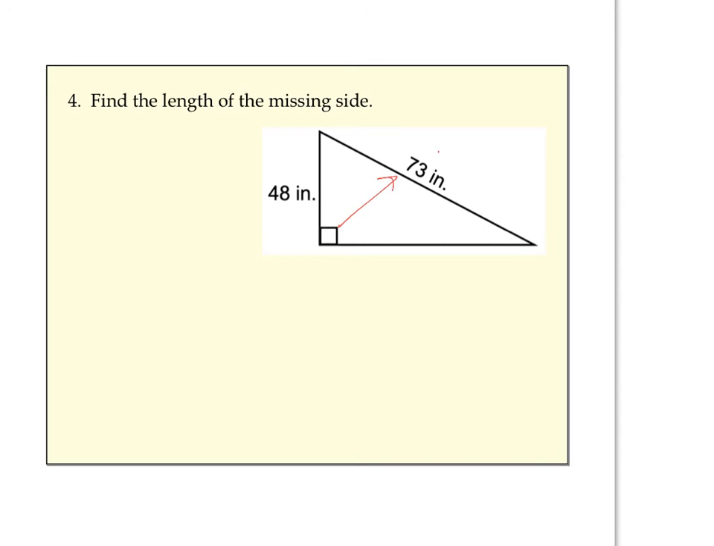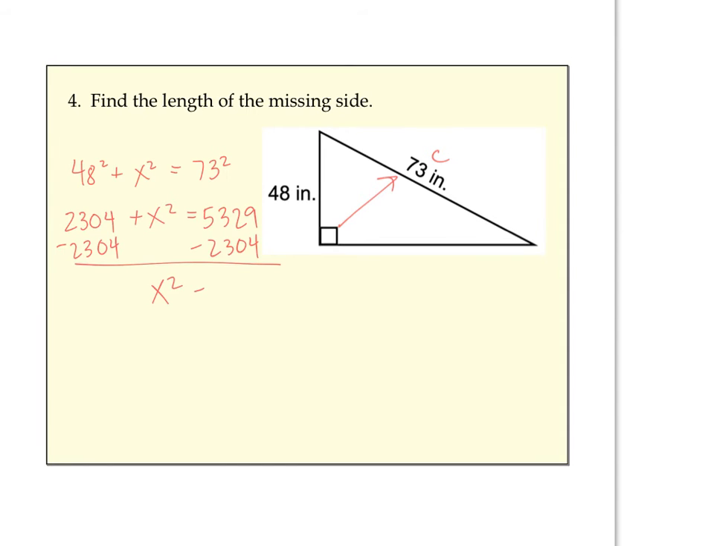So again, the c is the 73. So I'm going to do 48 squared plus x squared equals 73 squared. If you want to use a different letter like B, that's fine. So I just typed in my calculator 48 squared and I get 2304. And then I have plus x squared, and now I have to type in 73 squared. So I'm going to do that quick. And I get 5329, 5,329. All right, minus 2304.